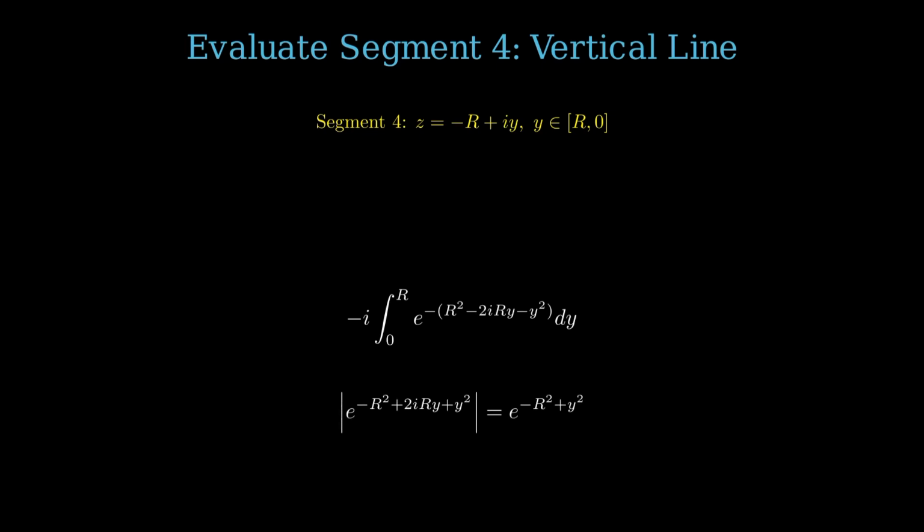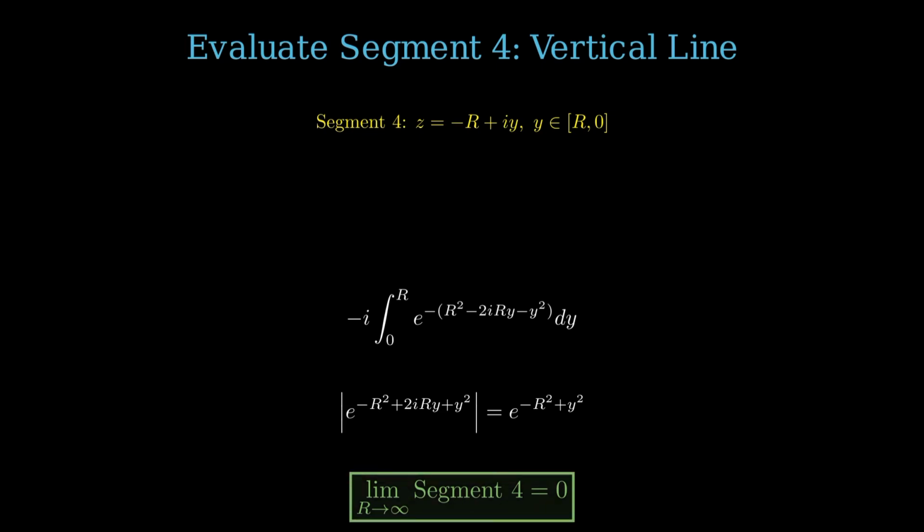For the last part, we go down the vertical line from negative r plus ir to negative r. Set z equal to negative r plus iy with y going from r to 0. The integral becomes negative i times the integral from 0 to r of e to the negative quantity, negative r plus iy squared dy. The exponent is negative r squared plus 2iry minus y squared. The magnitude is e to the negative r squared plus y squared. And just like before, e to the negative r squared makes this super small as r gets big. So this integral also goes to 0.